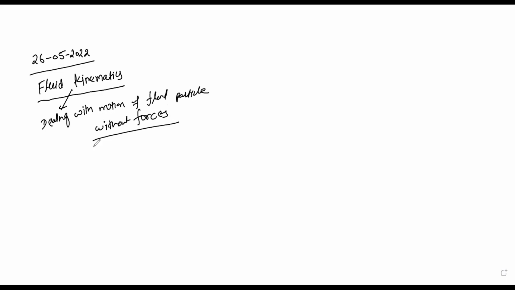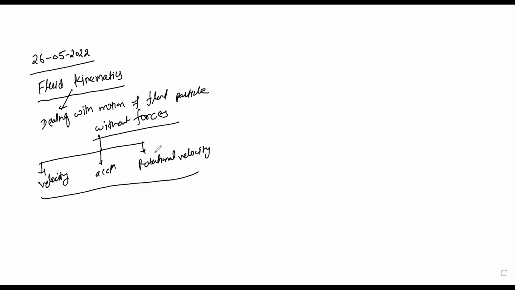Motion of fluid particles means we will discuss here the velocity of the particle, next acceleration, and third rotational velocity. These are the three important properties of the motion of the fluid particle. With their help, we will discuss how to find the acceleration, what types of acceleration there are, and how to find the rotational velocity for 2D and 3D. And we'll check velocities in different axes.